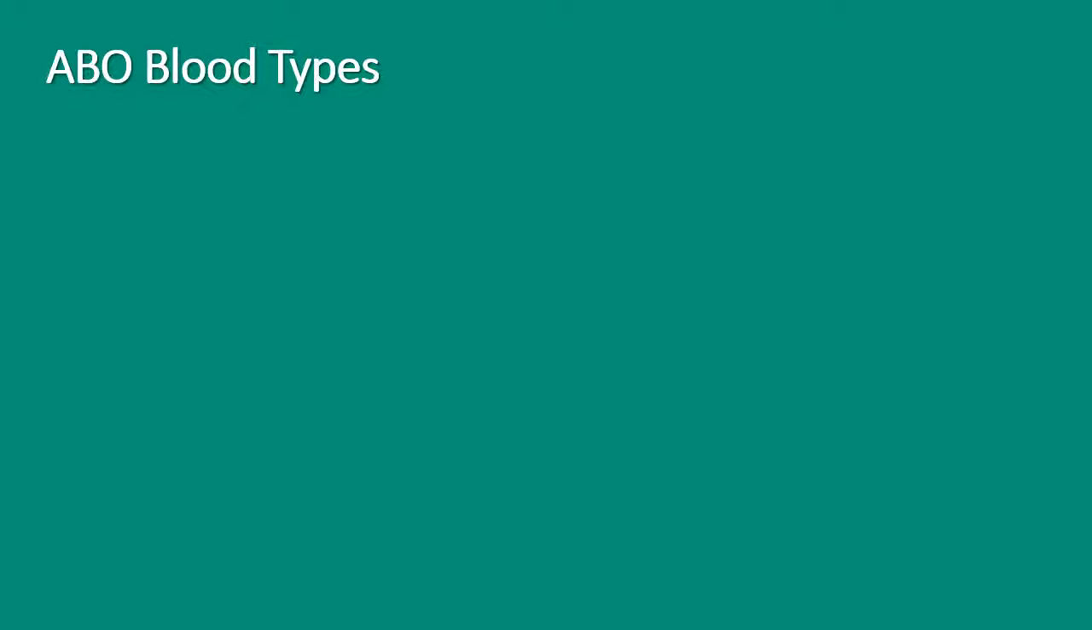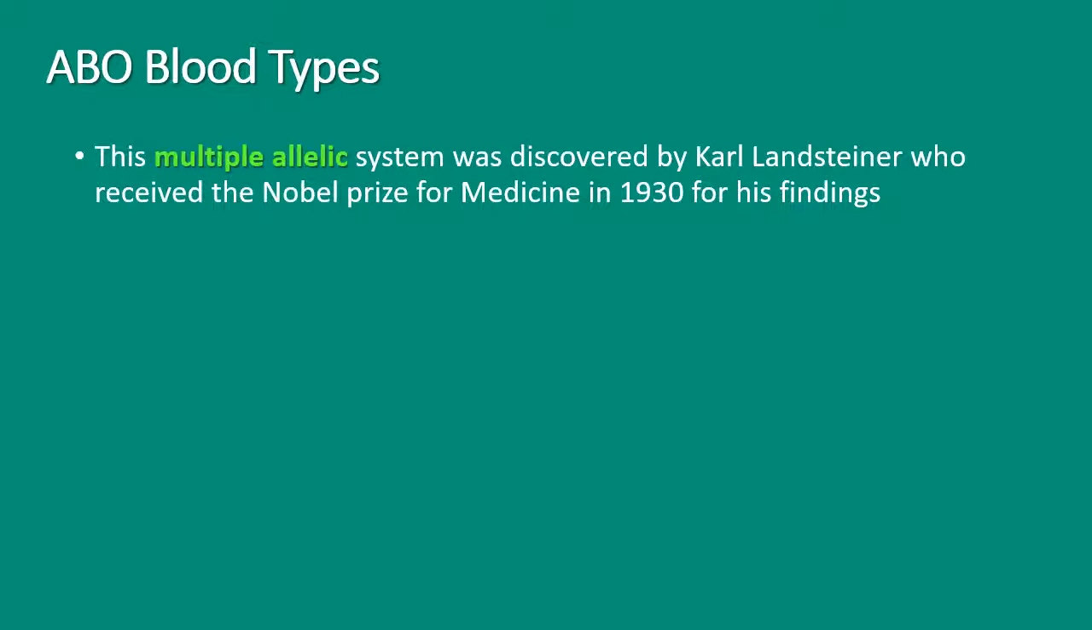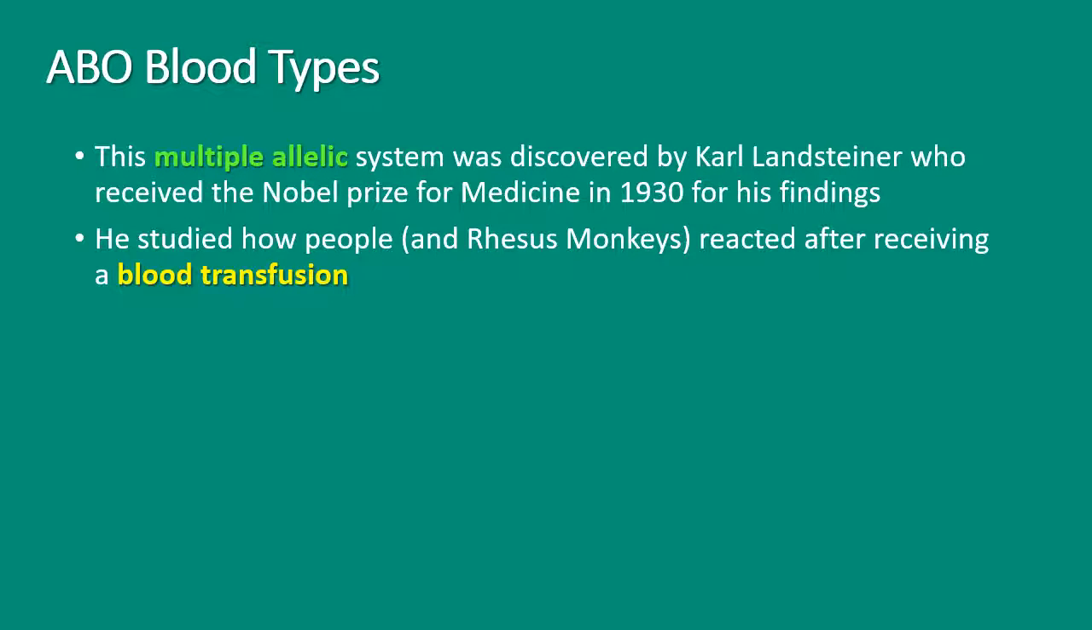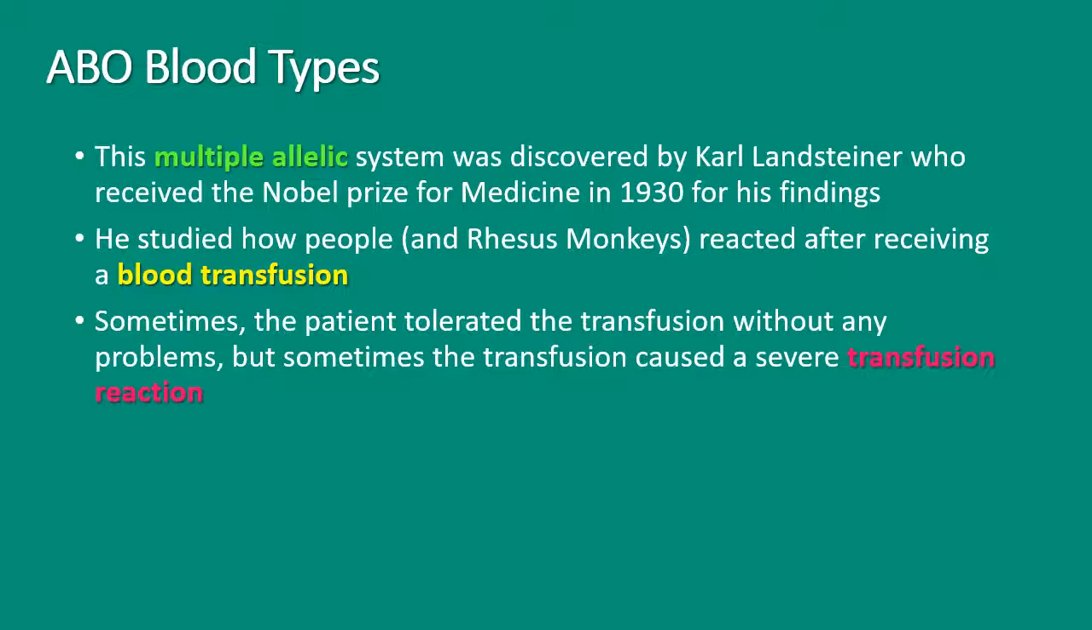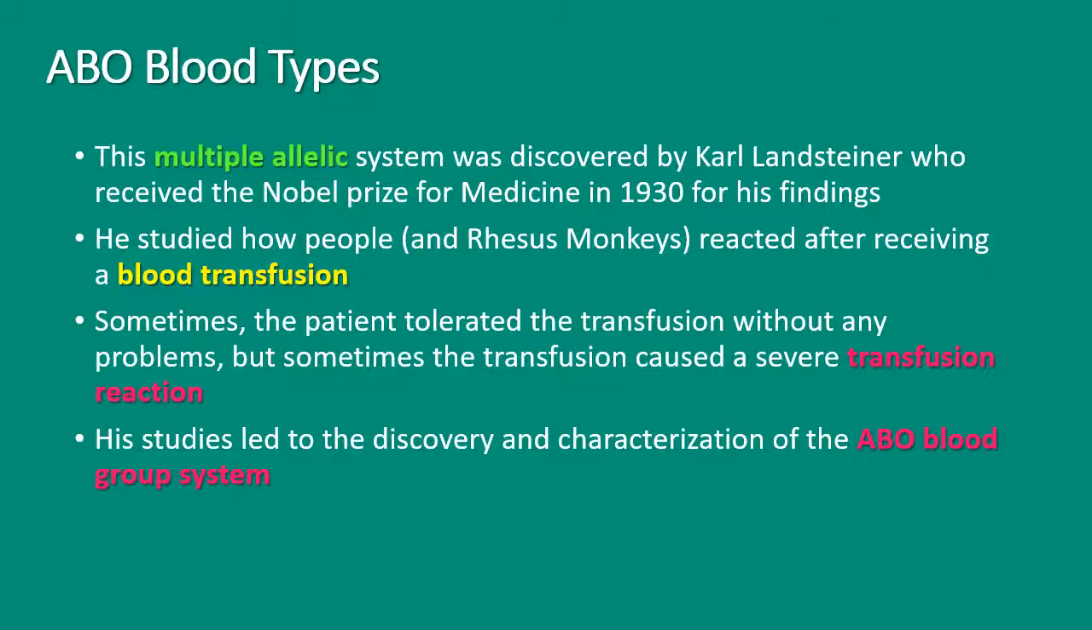The ABO blood types are a really good example of multiple alleles. Karl Landsteiner received the Nobel Prize for Medicine in 1930 for his findings studying the blood types. He noticed that some people had severe reactions after a blood transfusion, called a transfusion reaction. He wanted to figure out what was causing that, and so he was able to discover the ABO blood group system through his studies.